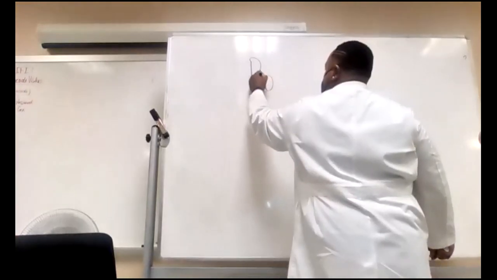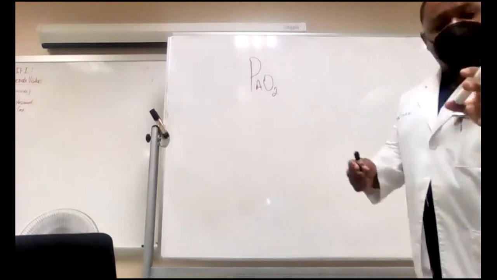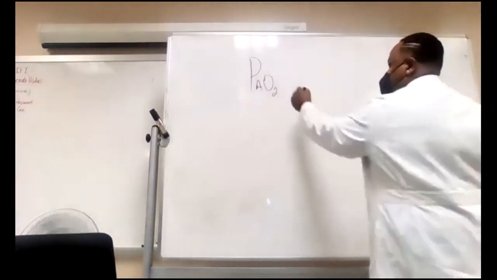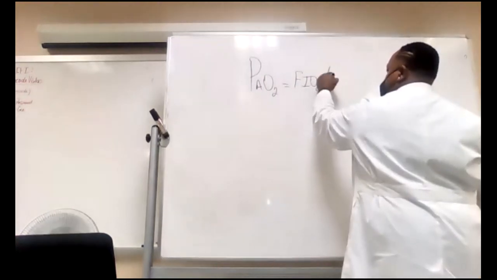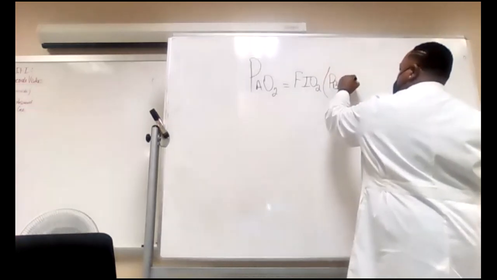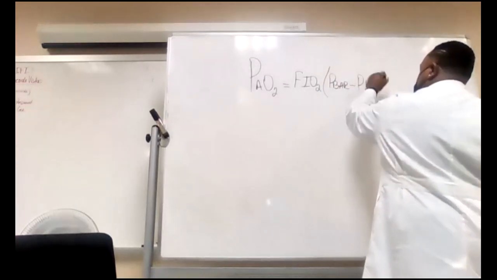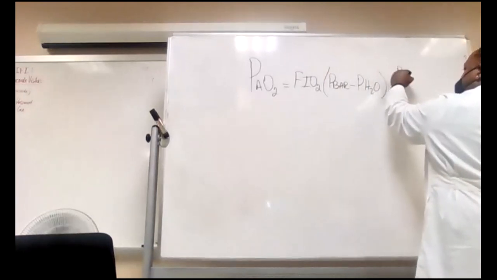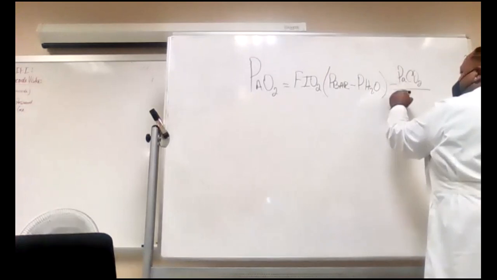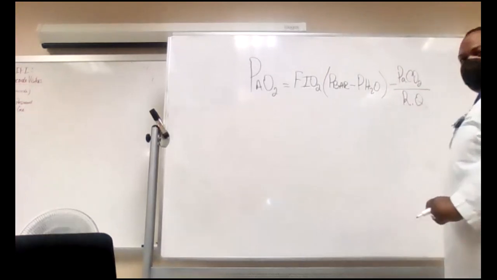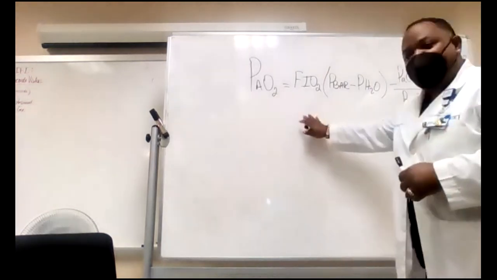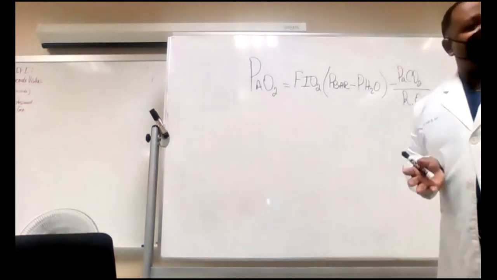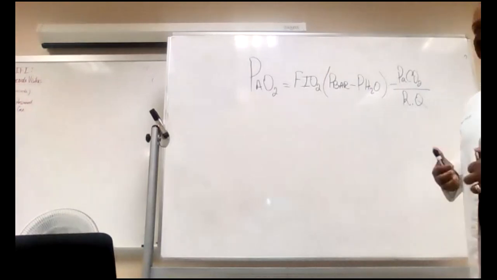P big A O2, the pressure of alveolar oxygen, equals FiO2 times the P bar minus the pressure of water minus the pressure of arterial CO2 divided by the respiratory quotient. That is the alveolar air equation. You're going to know that like the back of your hand when we get to that. This is going to tell us how much pressure of oxygen is in the alveoli, right? It's going to tell us how much is in the alveoli.